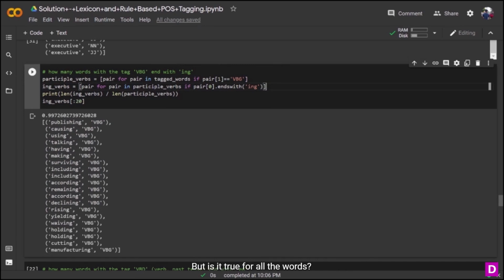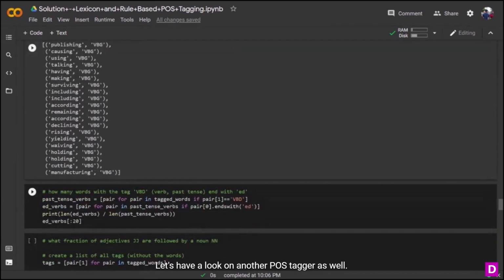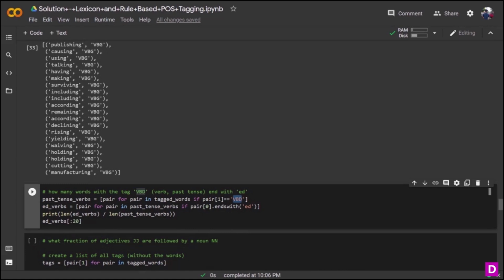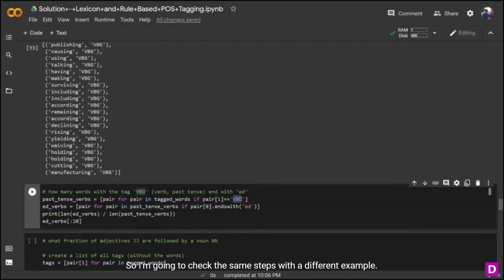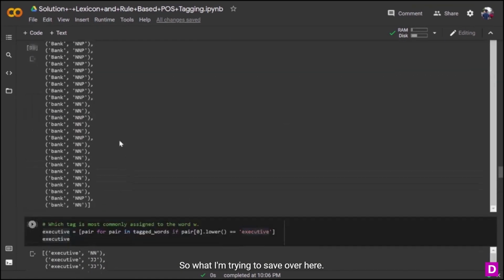But is it true for all the words? Let's have a look at another POS tag as well. I'm going to check the same steps, but with a different example: how many words with the tag VBD are ending with ed?